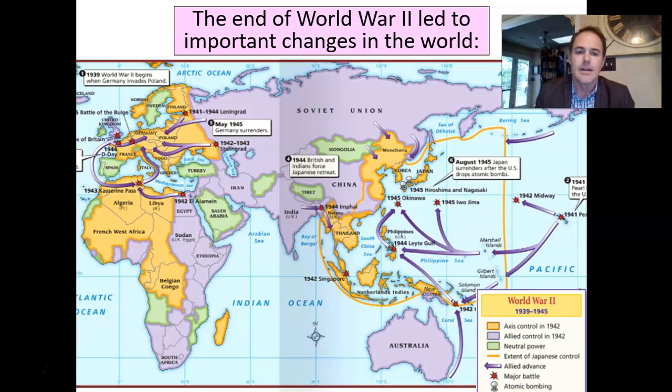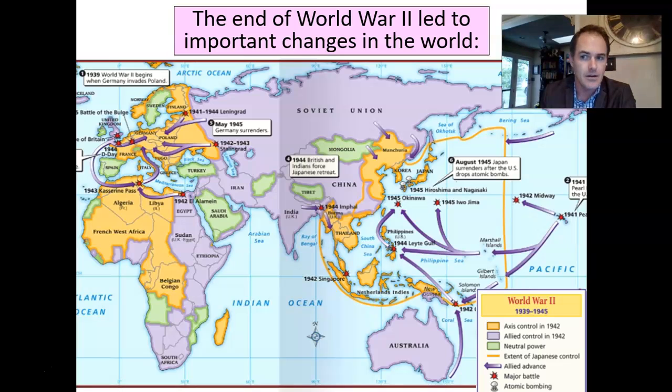So it's primarily fought, remember, between the Axis powers, and you see those represented by that yellow-orangey color. So Japan, the Japanese Empire, Germany, and Italy. And as you can see in 1942, they control an enormous amount of territory.